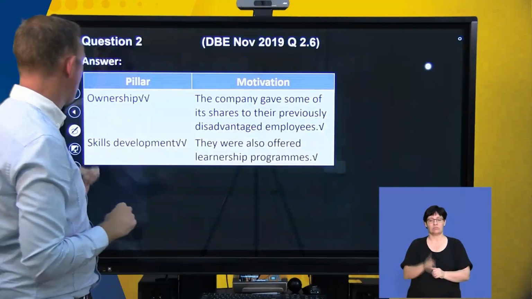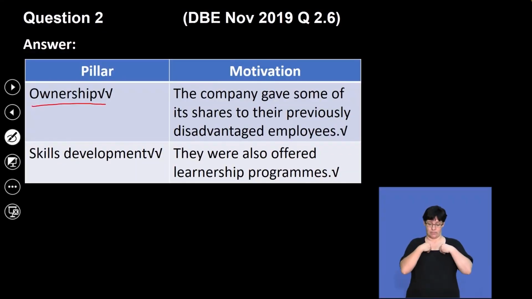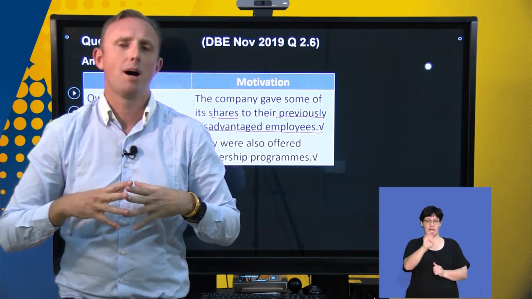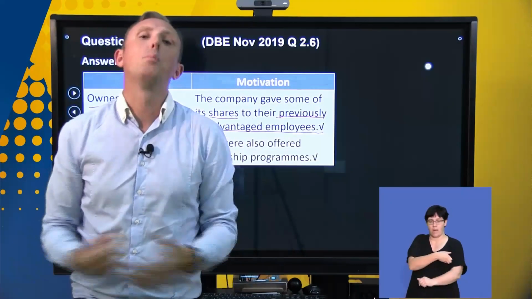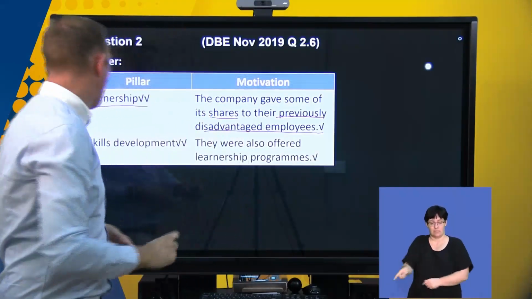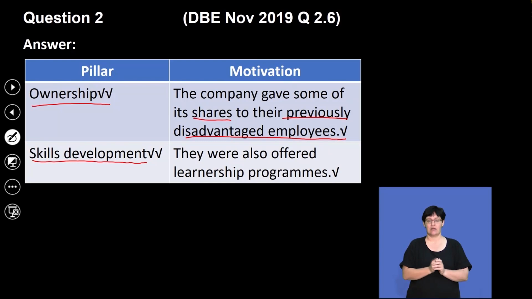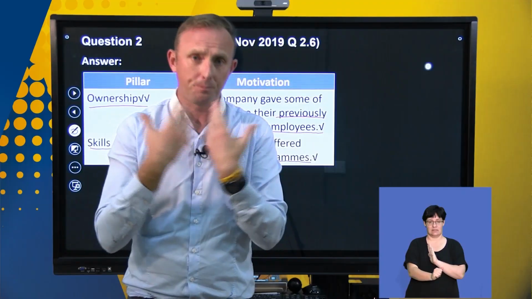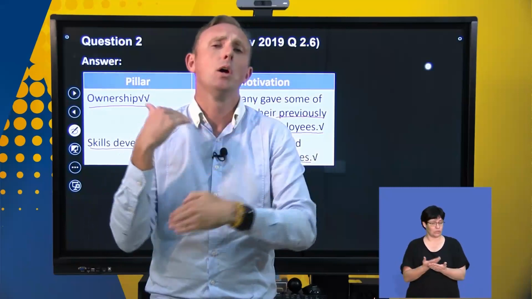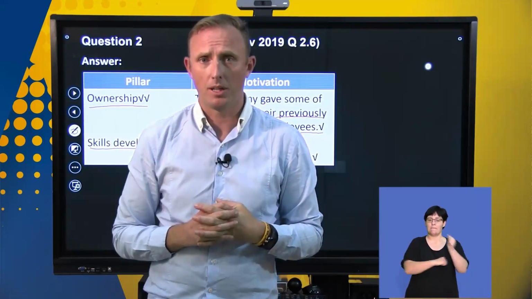All right, so let's look at what the answer is. The first one is ownership. That's one of the pillars of broad-based black economic empowerment. If you look there, the company gave some of its shares to their previously disadvantaged employees. Remember, broad-based black economic empowerment is about empowering all previously disadvantaged individuals. And the second one is skills development. They were offered learnership programs. So we're upskilling the community or potential employees, which is a pillar of broad-based black economic empowerment.